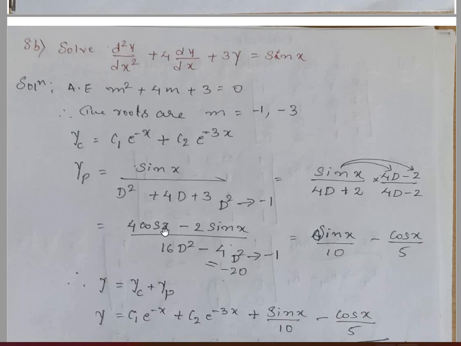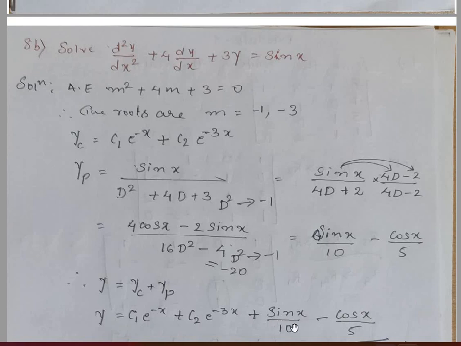Then divide by minus 20 each of the numerator terms. Minus by minus gets cancelled. So 2 by 20 is 1 by 10, sin x by 10, minus 4 by 20 is 1 by 5, so therefore it is cos x by 5. So adding yc and yp, that will be the required result.